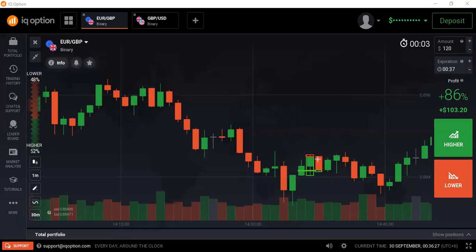So when sellers strongly entered the market and pushed the market down here to here, they failed to increase their own volume. So when they failed to increase their own volume, that means sellers volume is low in this candlestick than the buyers volume. So that's why buyers again entered in the market.